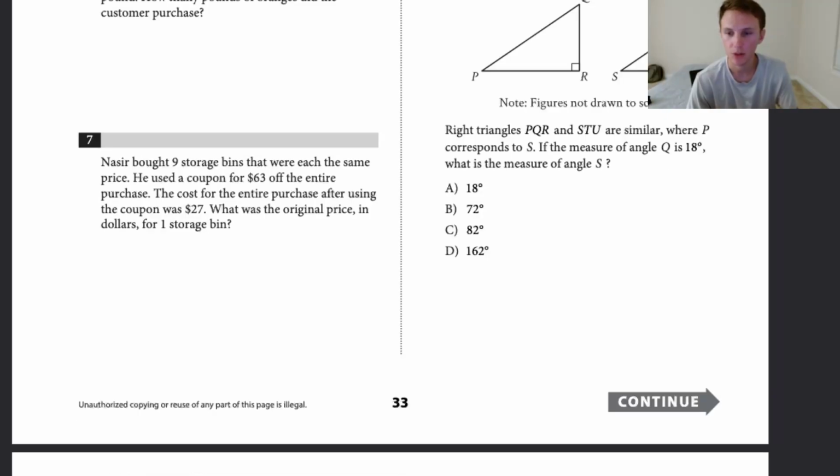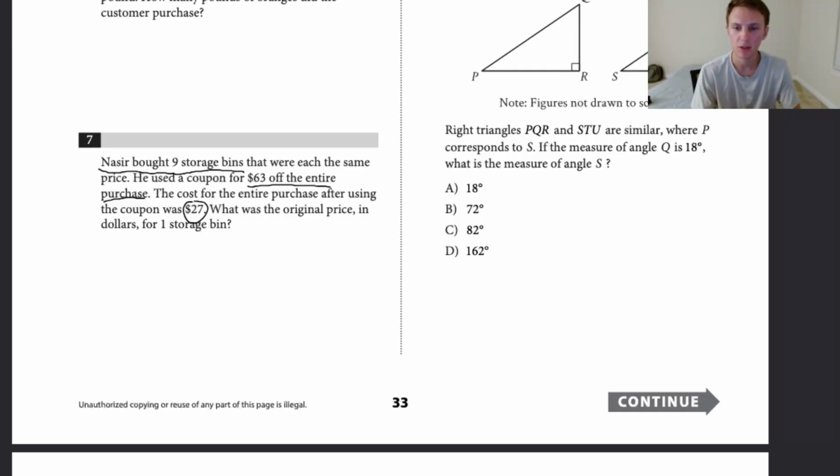Okay, so I want to do number 7 here. This is another common type of question they're going to ask. We have this guy, Nasir. He bought 9 storage bins that were all the same price. He used a coupon for $63 off the entire thing. And then after that, the total price was $27.